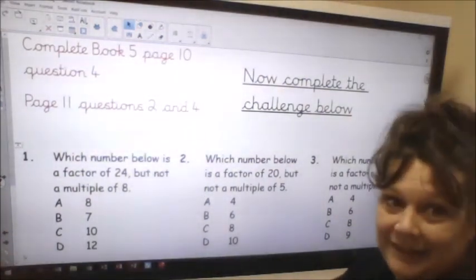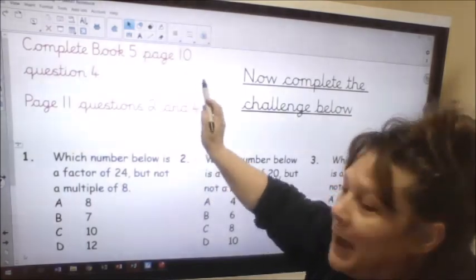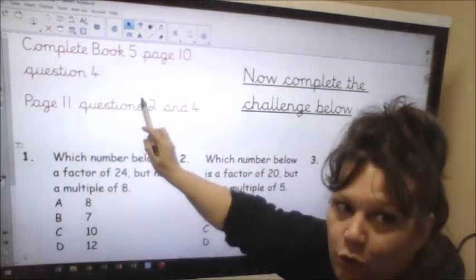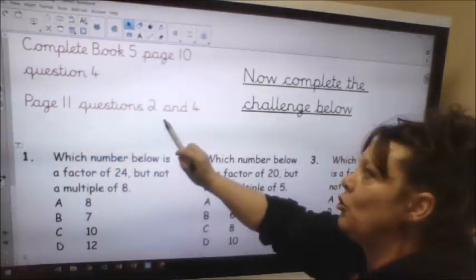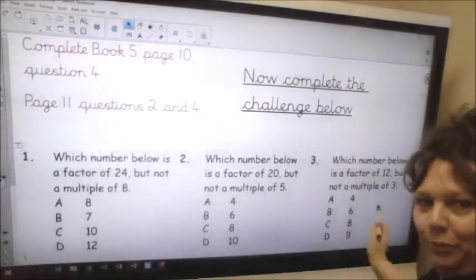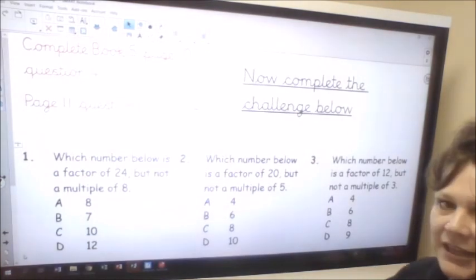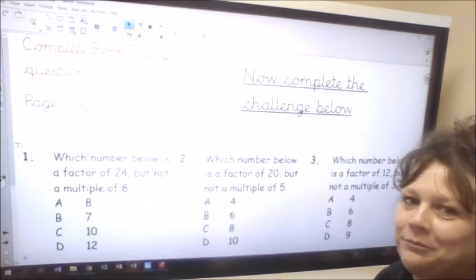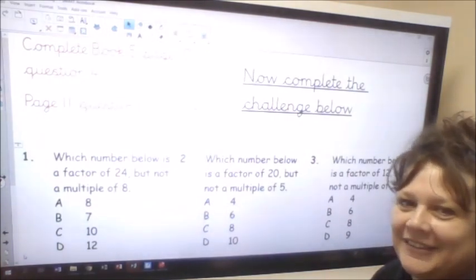So remember, task today, book 5, page 10, you're only doing question 4 on it. Page 11, questions 2 and 4, and then you're going to do in your purple book the 3 little puzzles at the bottom.